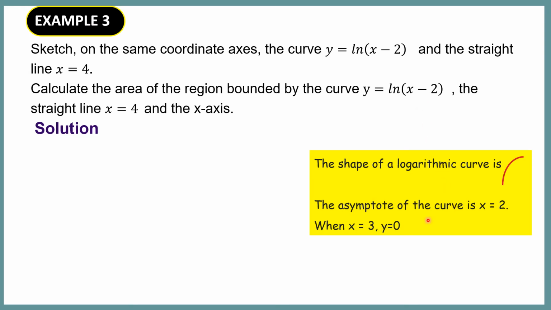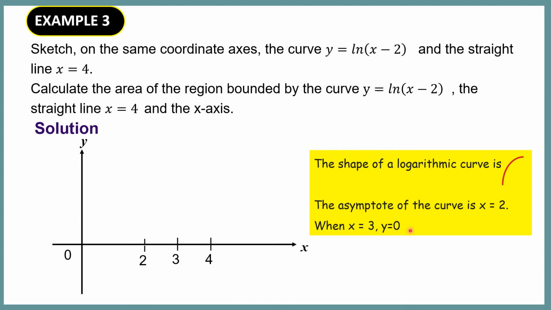When x equals 3, y is ln 1, and ln 1 is 0. Thus, the curve cuts the x-axis at x equals 3. Next, we plot the y-axis, the x-axis, the asymptote x equals 2, and the curve that passes through x equals 3, and lastly, the line x equals 4.